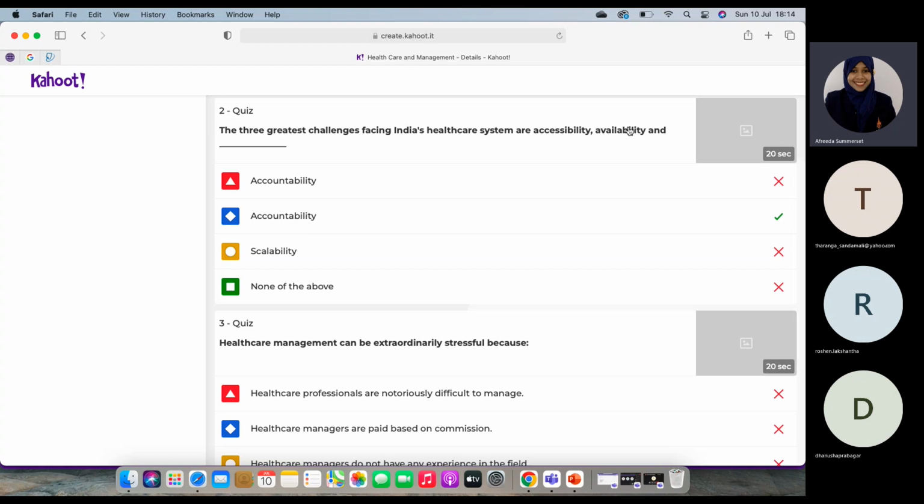And availability and accessibility are quite similar, but also different. Access and available means every pharmacy will have it, so it's available.